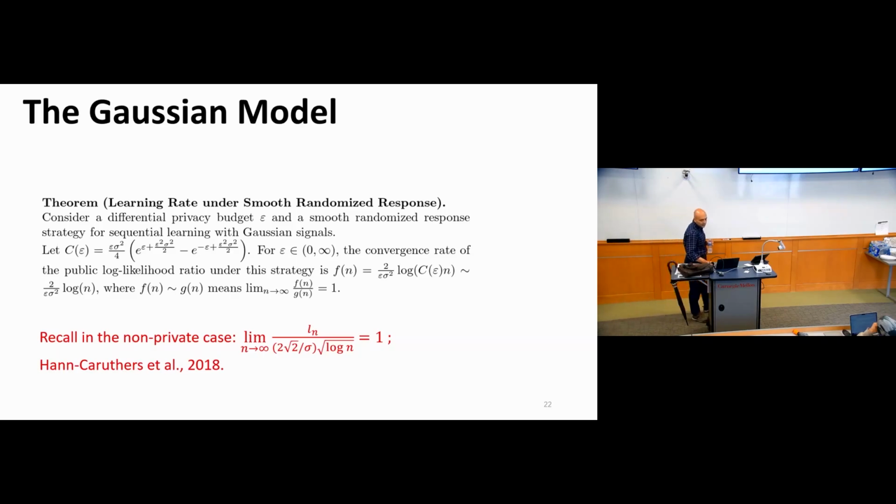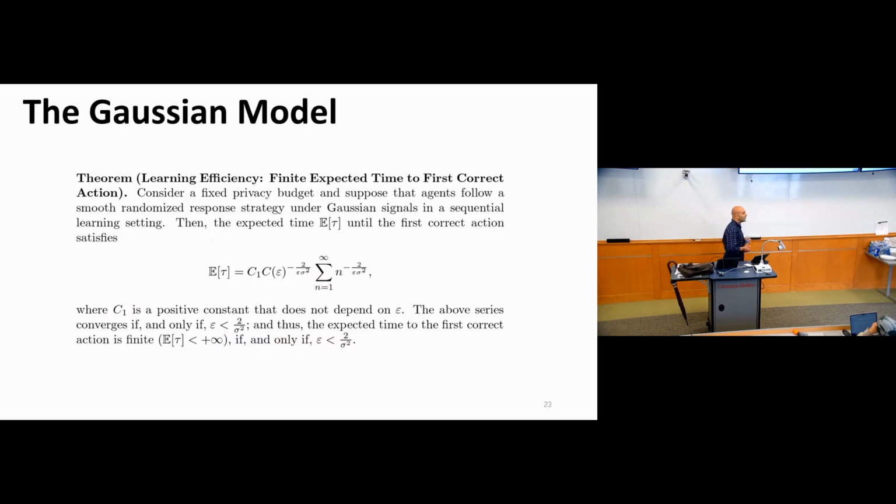And this improvement is not limited to the asymptotics. You can also look at the expected time that it takes for an agent to take the correct action, or the expected total number of incorrect actions. These are more non-asymptotic ways of thinking about the efficiency of learning in this setup. And in the non-private baseline, both of these measures are infinite, both of these expected values.